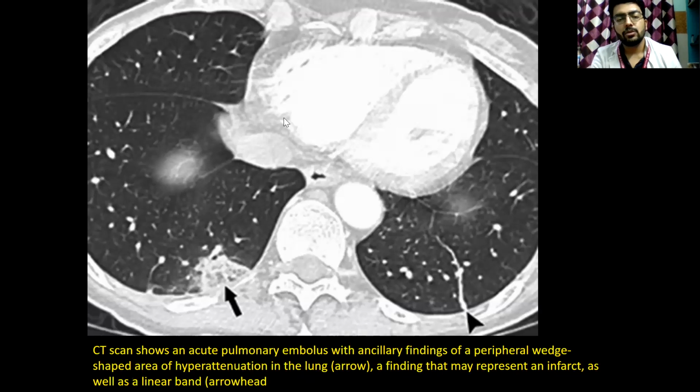The CT scan shows an acute pulmonary embolism with an ancillary finding of a peripheral wedge-shaped opacity, a wedge-shaped area of hyperattenuation in the lung, a finding that may represent an infarct, as well as a linear band, arrowhead.